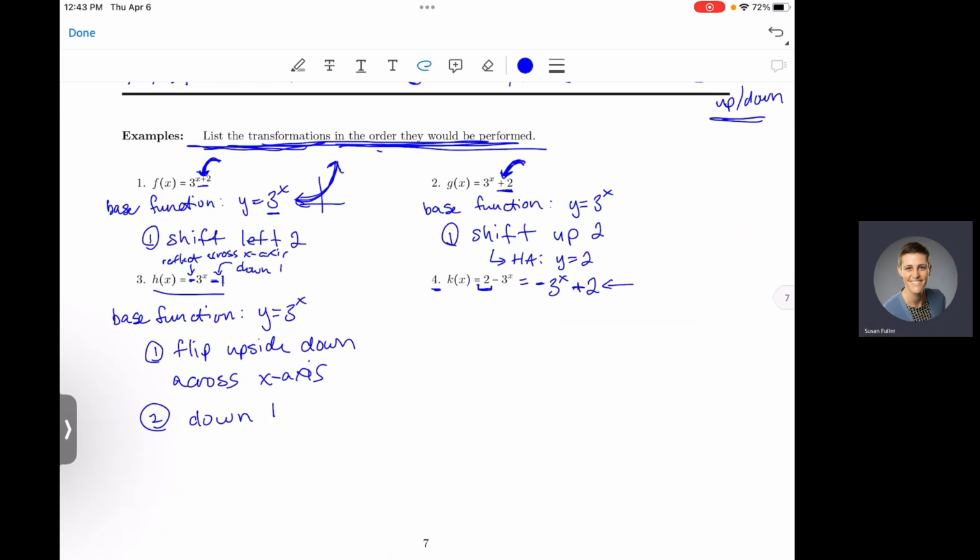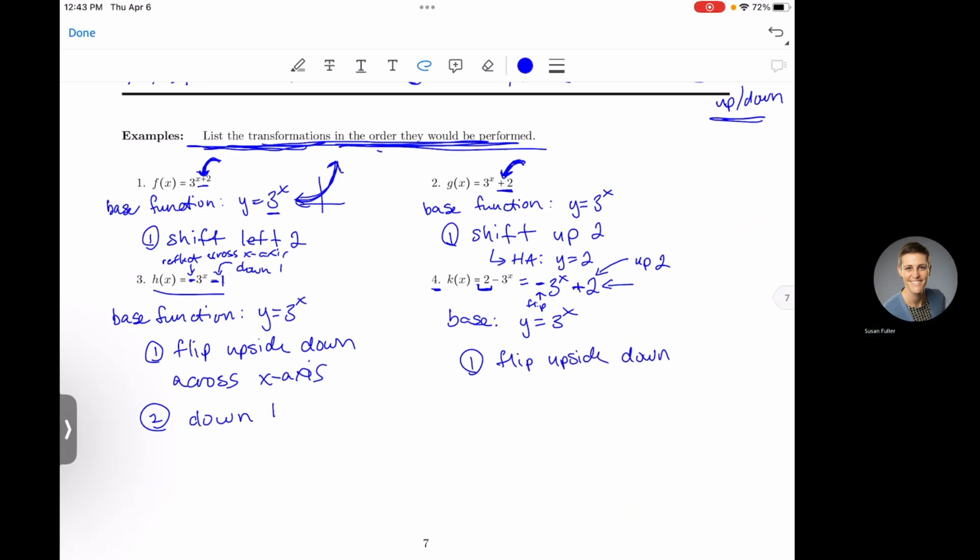All right, so again, our base function is y equals 3 to the x. And our transformations here, the plus 2 on the outside is going to shift us up 2 units. And that negative out here is going to flip us upside down. The order that we have to do these things in is flip upside down across the x-axis.